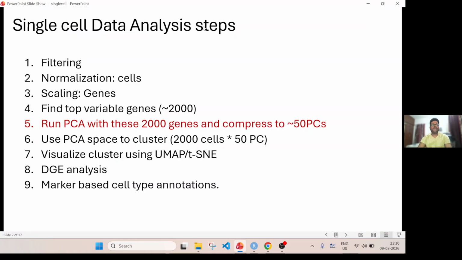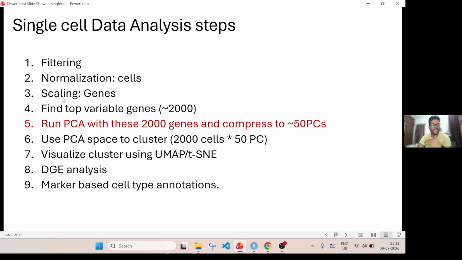In any single cell data analysis, these are the steps usually followed, and we have already covered these 4 steps in my previous videos. You start with the raw data and go with the filtering, where you remove the noisy cells. Then once you have clean data, you do normalization. That's where you remove the technical noise between each cell. So now cells are comparable after normalization.